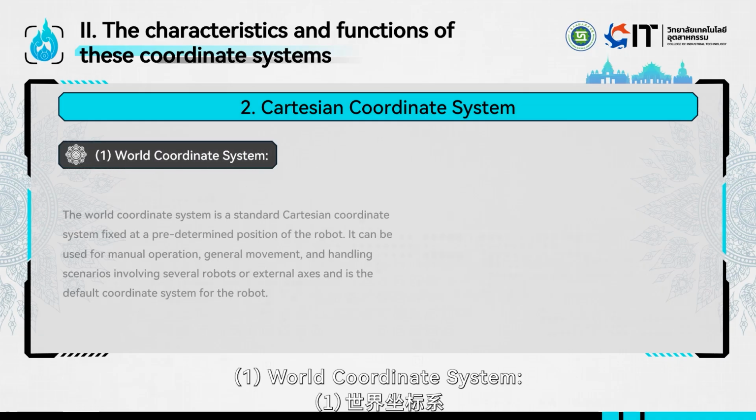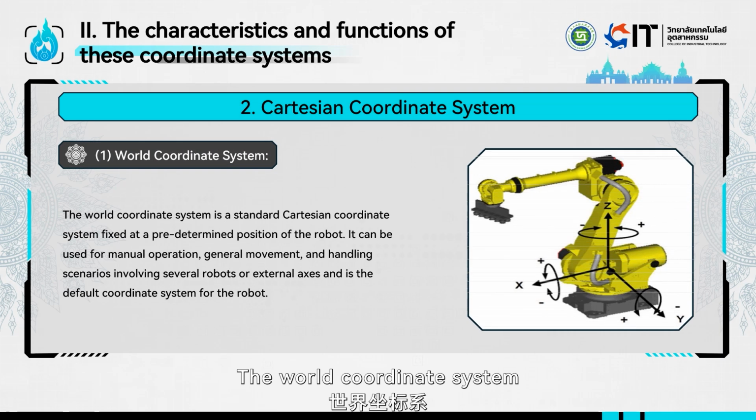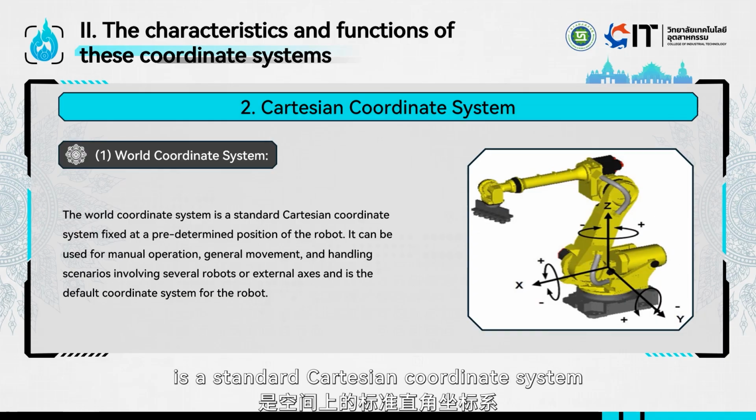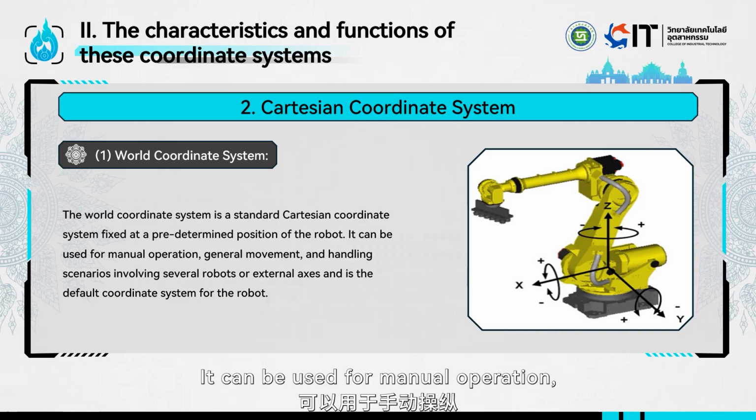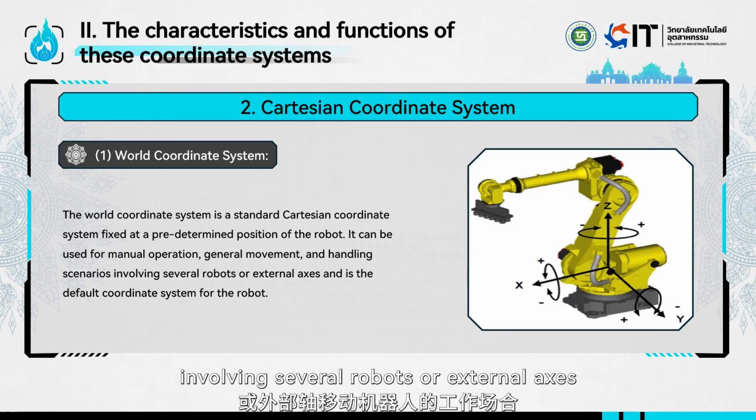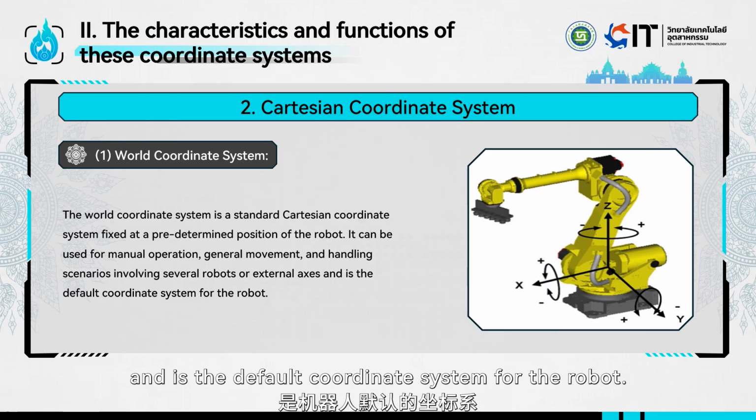1. World coordinate system. The world coordinate system is a standard Cartesian coordinate system fixed at a predetermined position of the robot. It can be used for manual operation, general movement, and handling scenarios involving several robots or external axes, and is the default coordinate system for the robot.